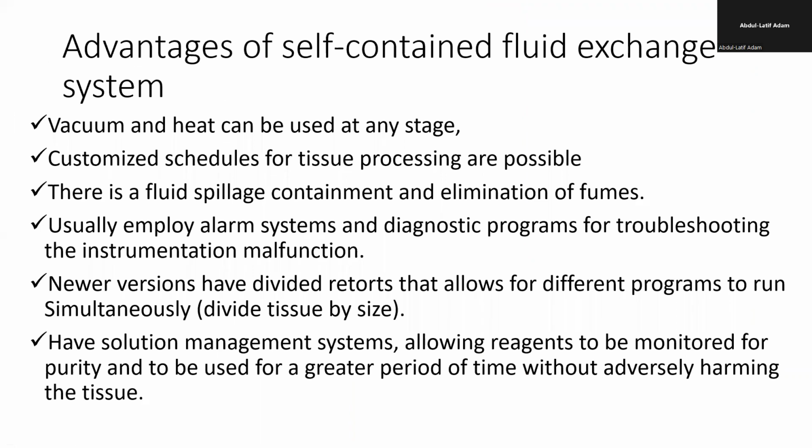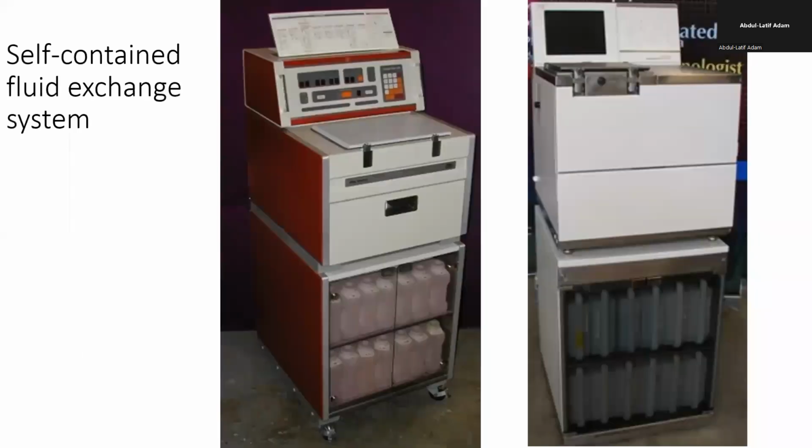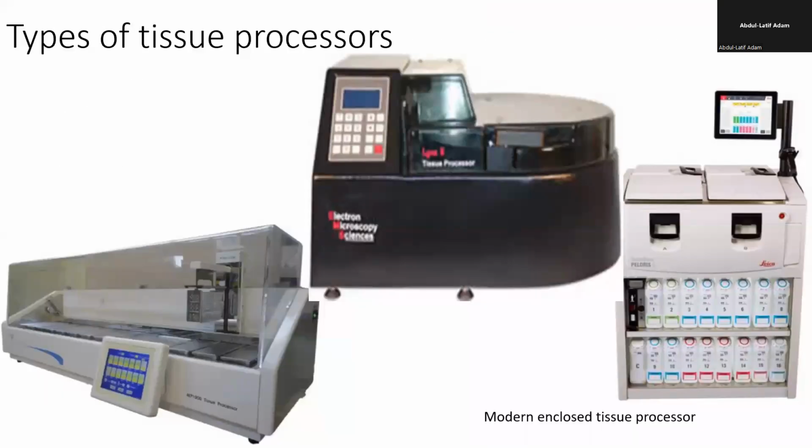Okay. So as I've mentioned, the advantages of the automatic over the manual one: it creates a vacuum, and the automatic one is able to process at your convenience and gives pretty good turnaround time. So these are all tissue processors. They are modified ones, old ones.